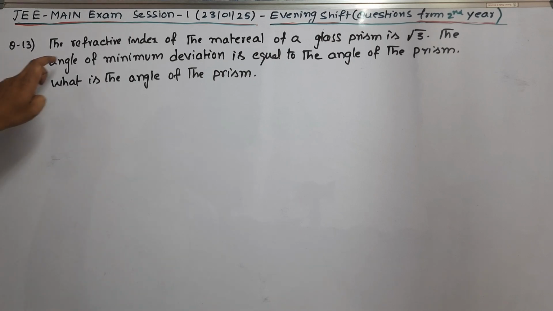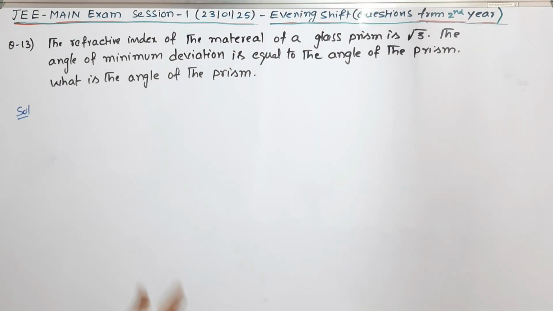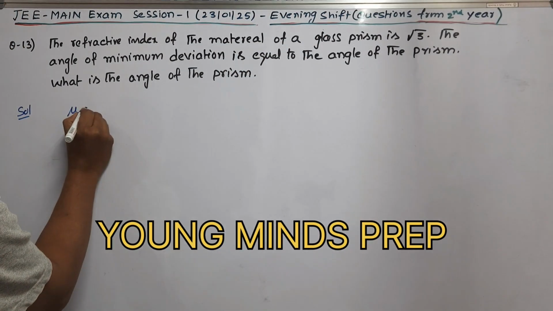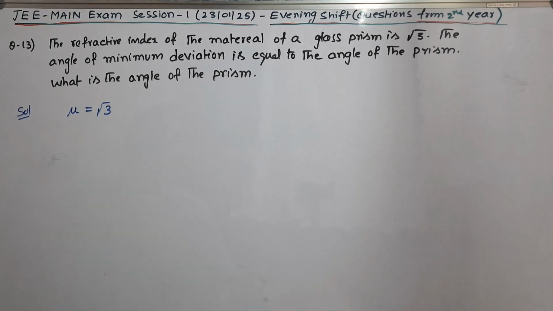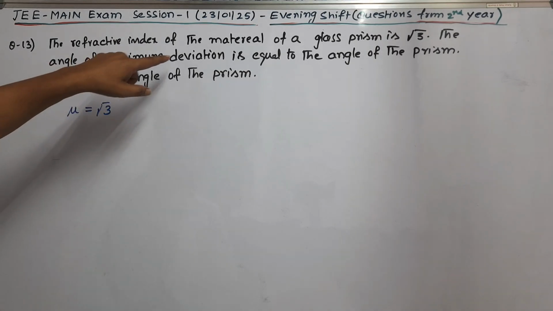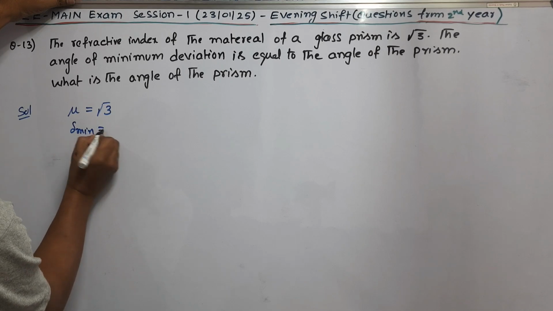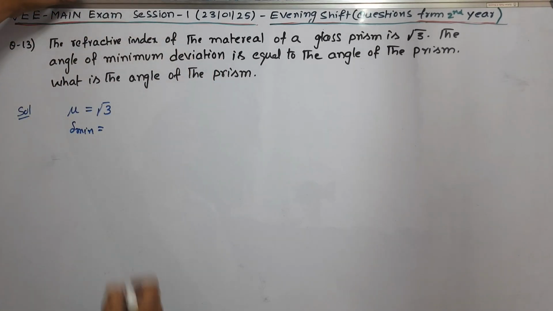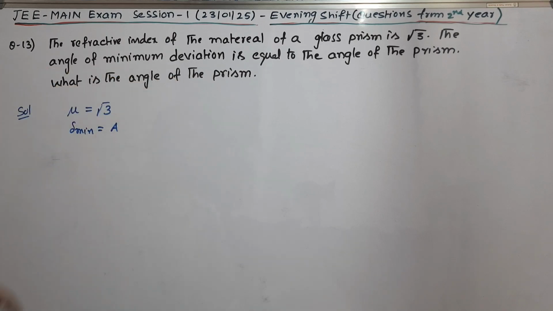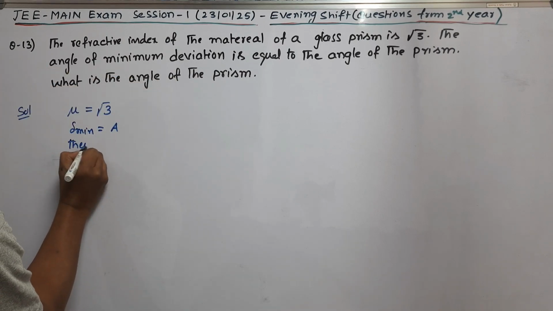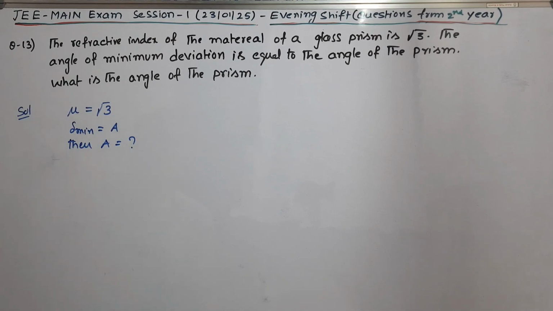The 13th question. The refractive index of the material of a glass prism. Given refractive index of a glass prism equal to root 3. The angle of minimum deviation is equal to the angle of the prism. What is the angle of the prism? Angle of prism A is equal to what? This is what the question is asking.